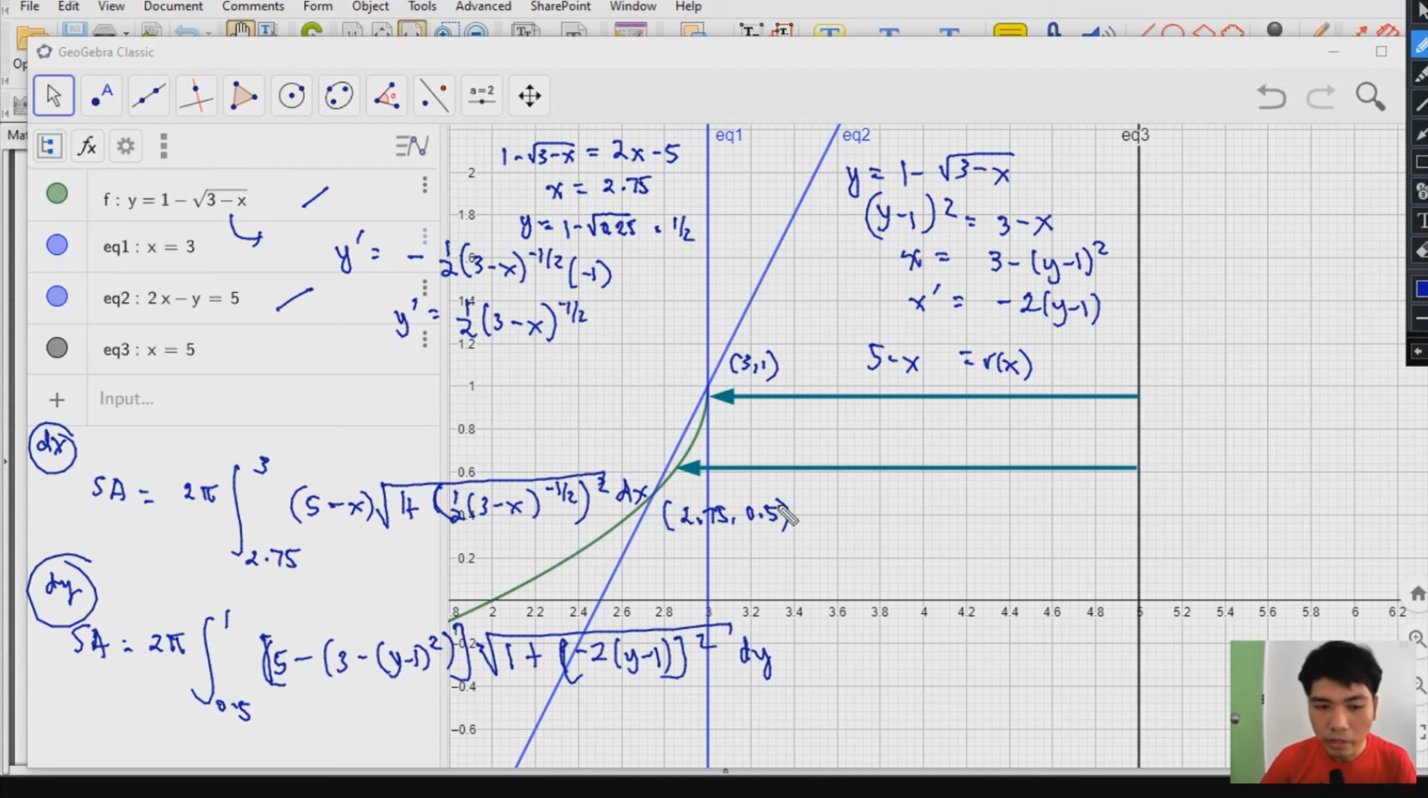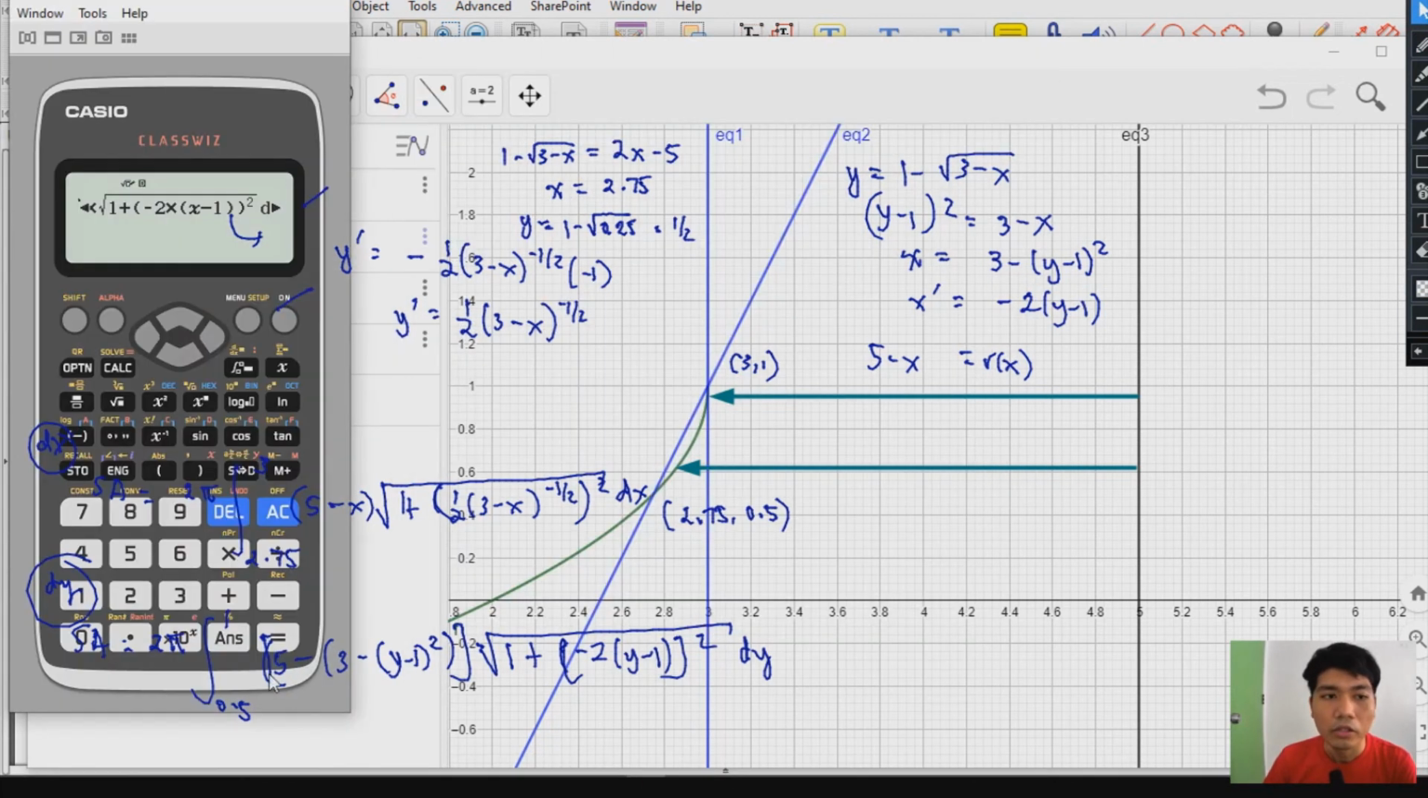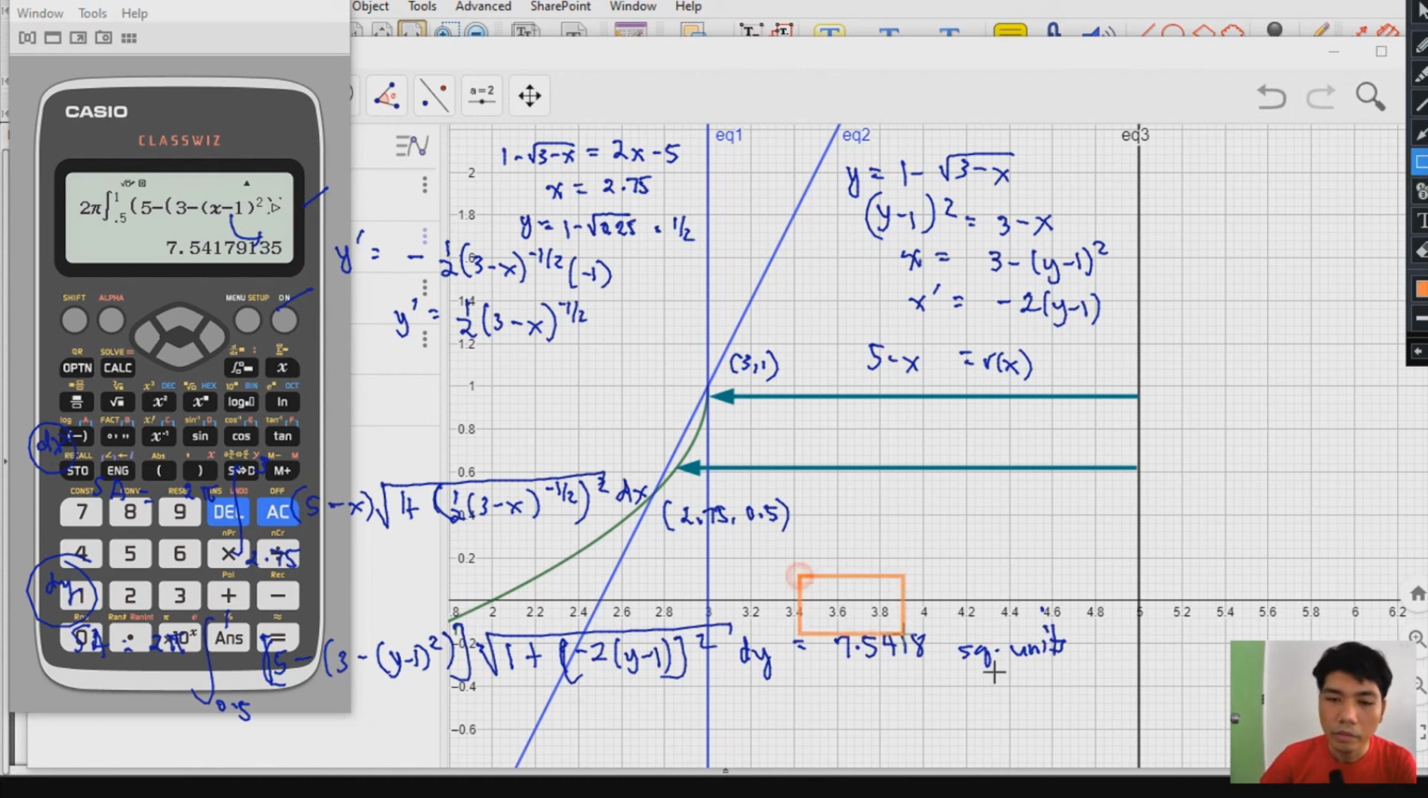Now, evaluating this, going back, if you want to evaluate this, just use your calculator again. From this, you could press equals and you will be able to obtain the correct answer. So that's 7.5418 square units. From this, we could determine our answer, which is 7.5418 square units.